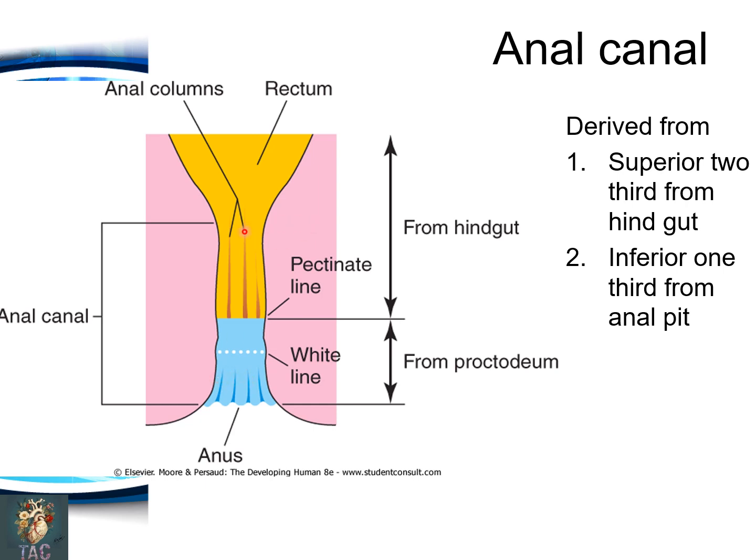Also remember, the malignancies in the upper part are from the simple columnar epithelium, and malignancies in the lower part are from the stratified squamous non-keratinized epithelium. So all these points which I am telling you over here are MCQs, so you must remember them: the derivative of the anal canal, their junction, their blood supply, their nerve supply, and their lymphatic drainage. So you must remember these points.